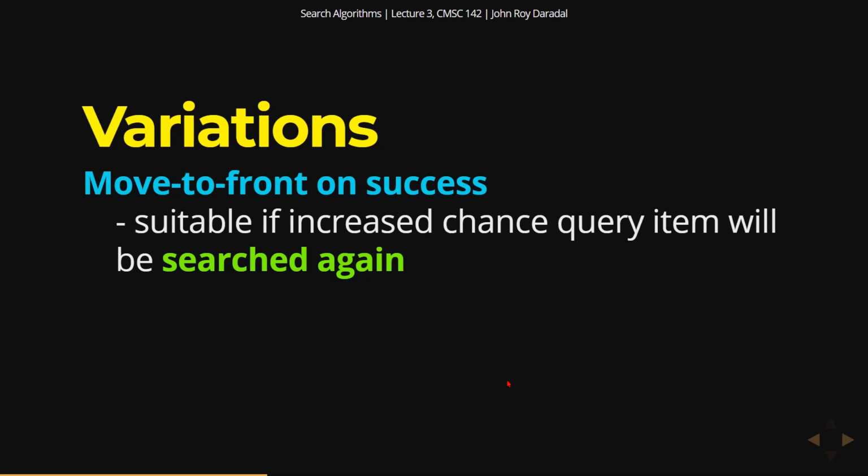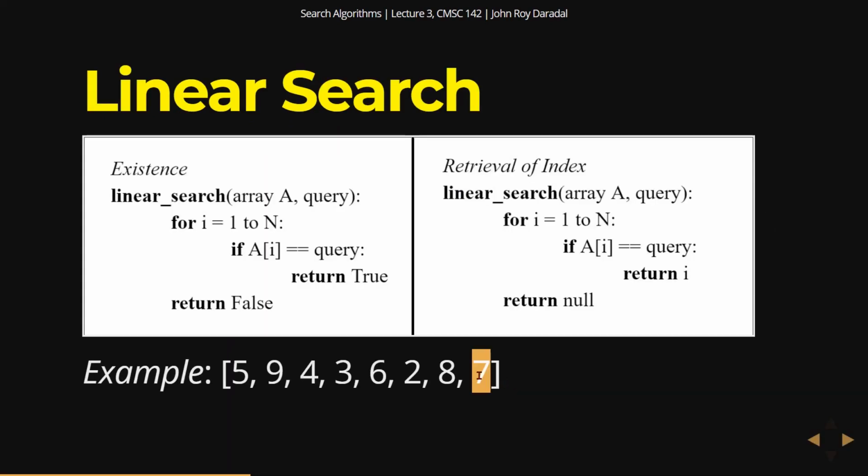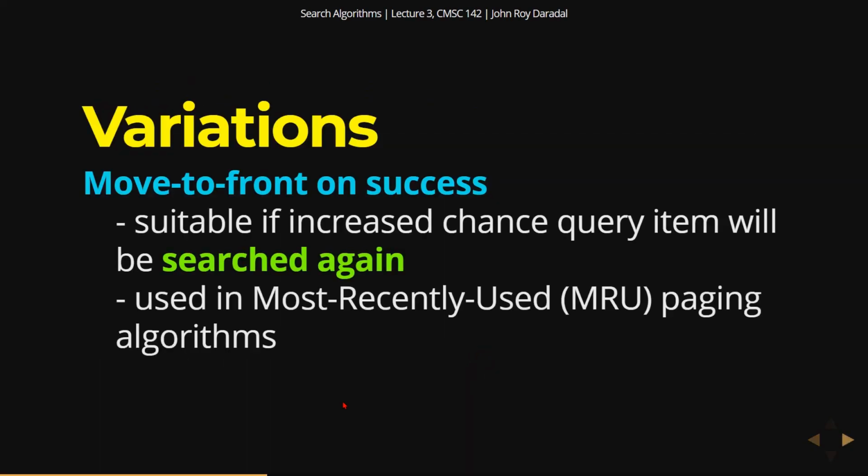Then you move it to front so that it's easier for you to find it the next time that you will look for it. Okay, so let's say, for example, in this one, if you look for 7 and there's a likely chance that you look for 7 again, then it's better for you to move this all the way to the front so that it would be found easier later. Okay, so the move to front on success is used in most recently used paging algorithms. So you'll learn more about this probably in your junior year, in your 125 in operating systems. Okay, but yeah, that's the first variation, move to front on success.